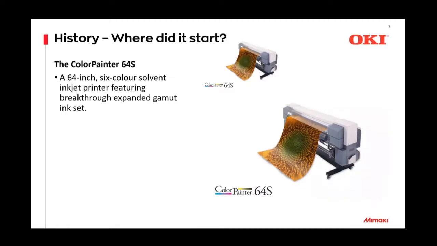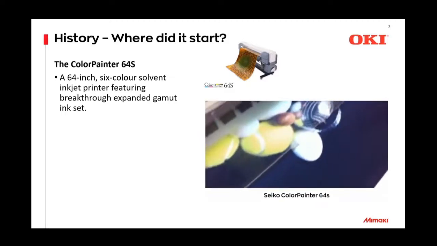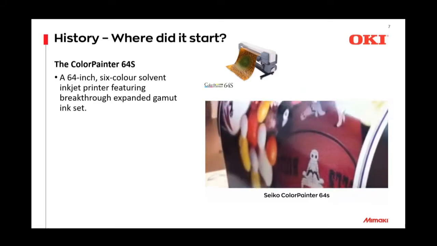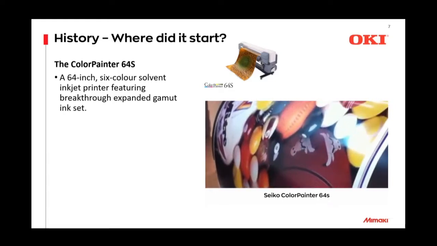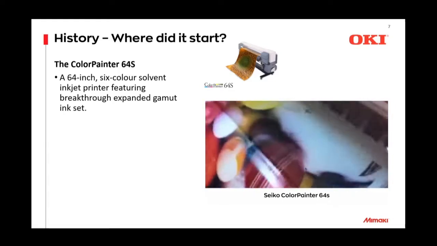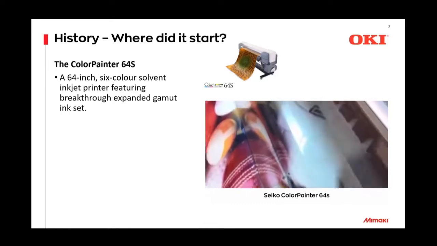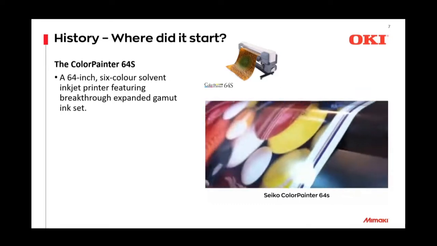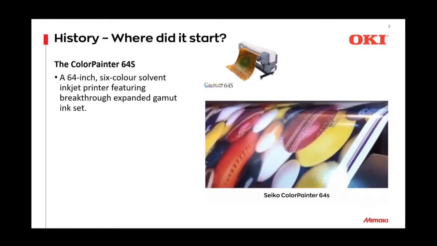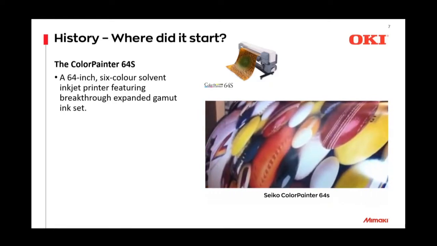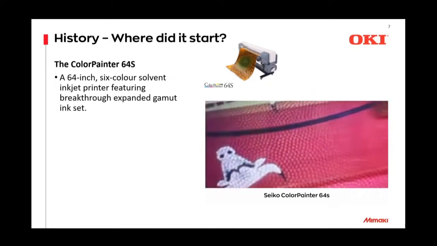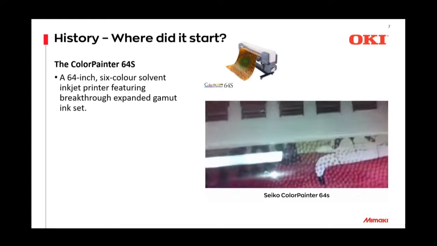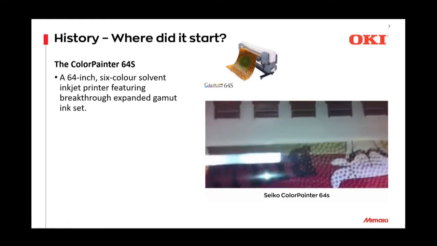And that's a balance between image quality and speed, with rich color still best in class. The ColorPainter 64S was launched in November 2003, and we saw installs start in Australia from January 2004. The 64S offered true 720 DPI speeds at 16 square meters an hour, directly on uncoated media such as your vinyls and Benestocks. Now, at the time, it was 2 to 5 times faster than competing models.